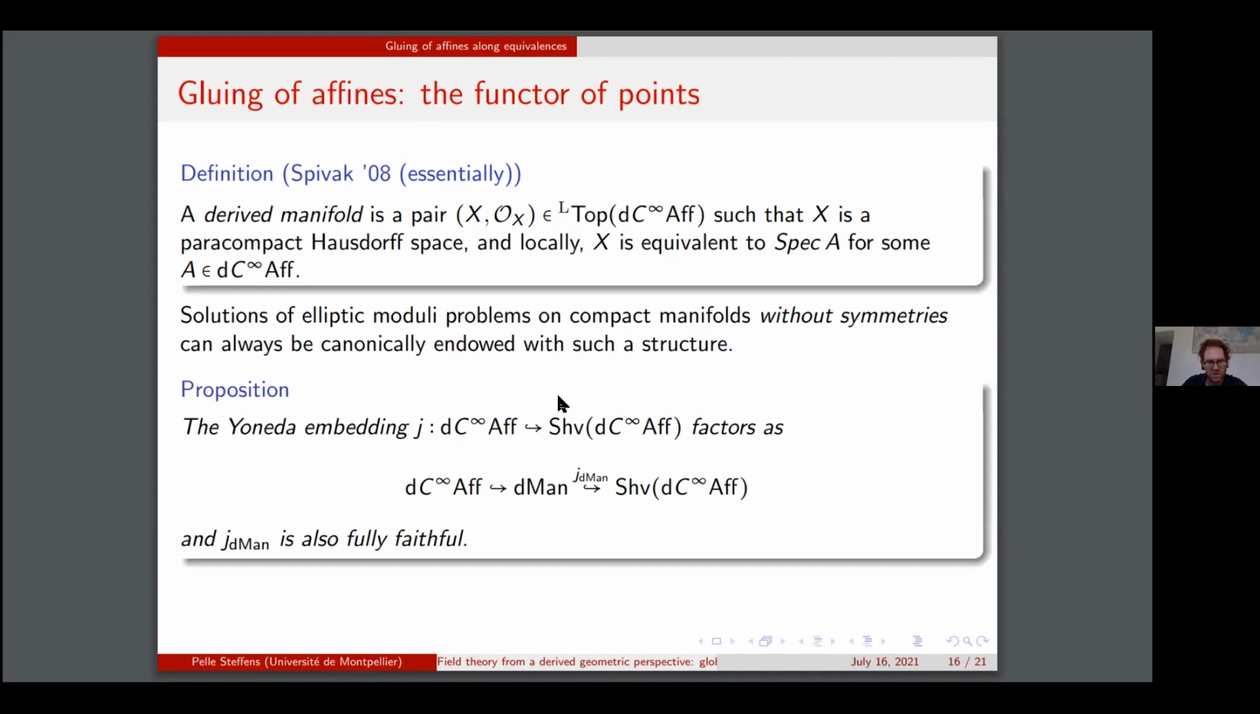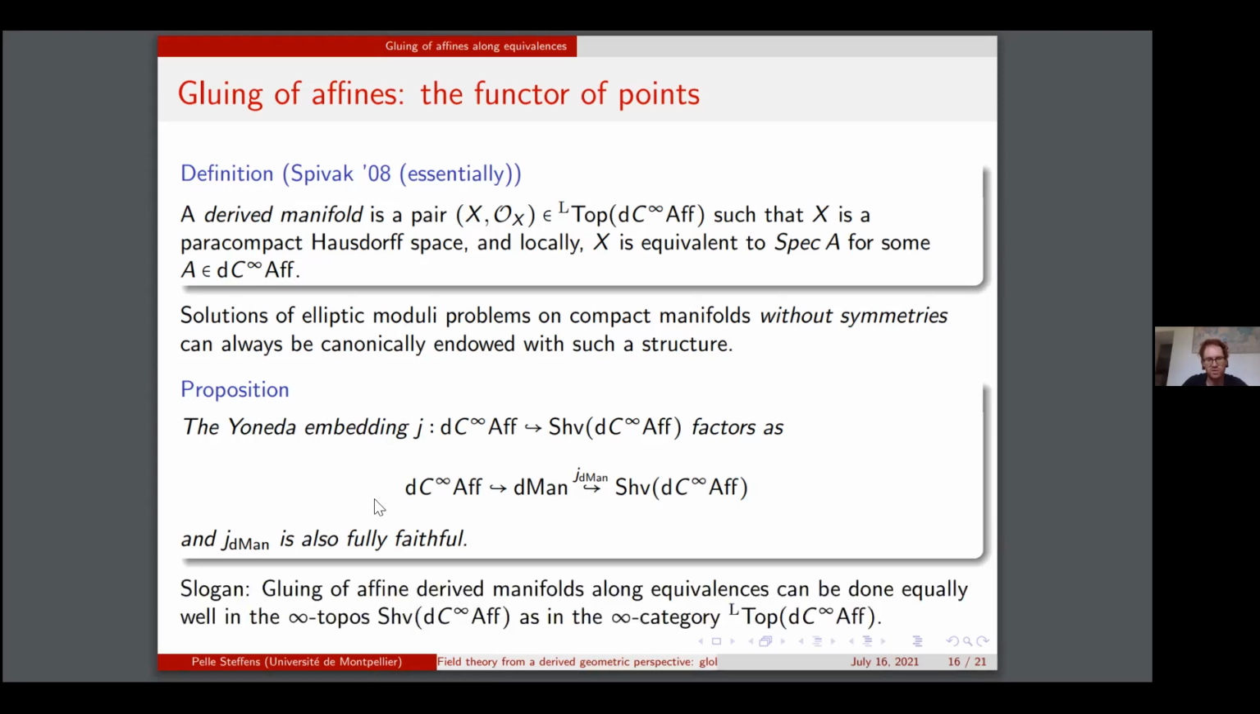Well, it turns out that the Yoneda embedding that goes from derived C infinity affines into sheaves on those, so these are the derived C infinity stacks, actually factors through derived manifolds in a fully faithful manner. So how should you think of this? This essentially means that you can either glue affines together in this category of locally ringed spaces, or you do it in this higher topos, and the result is the same.